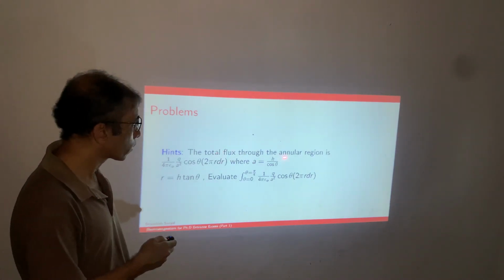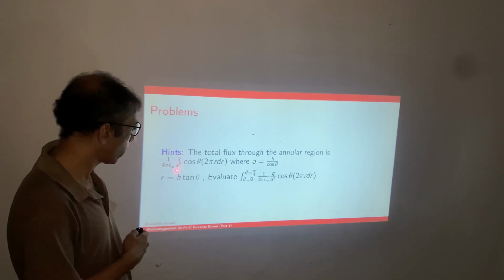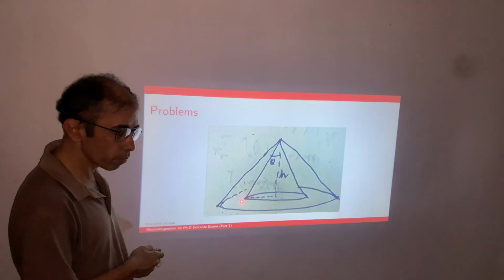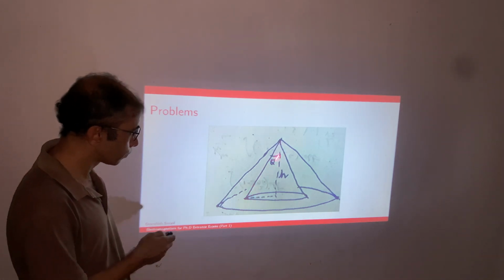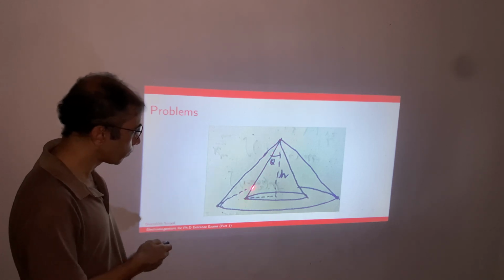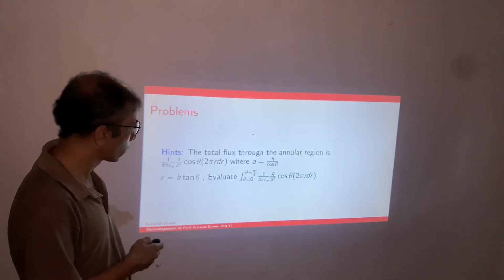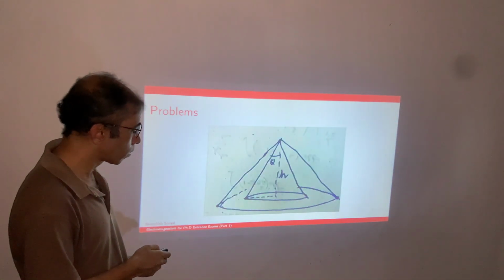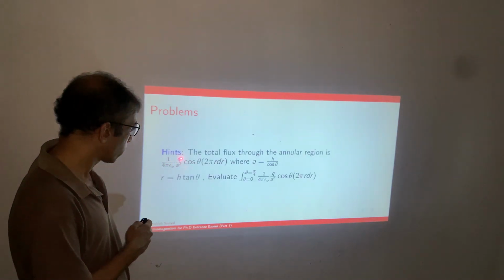So the total flux to the annular region is 1 by 4 pi epsilon naught q by a square cos theta. So what is this term? If you consider a point here, and this angle is theta, and this is a, then the electric field here will be 1 by 4 pi epsilon naught q by a square. And what is the component that is perpendicular to this base? That will be cos theta. Right? So that's why q by a square cos theta.